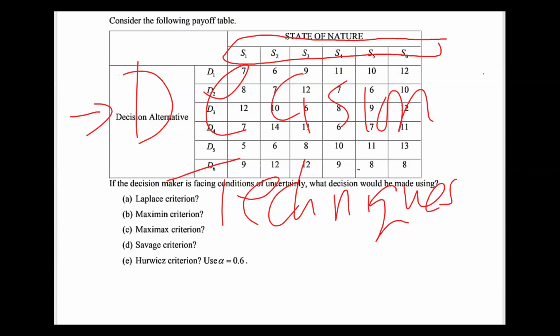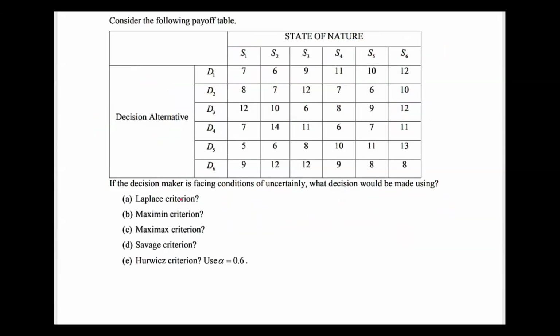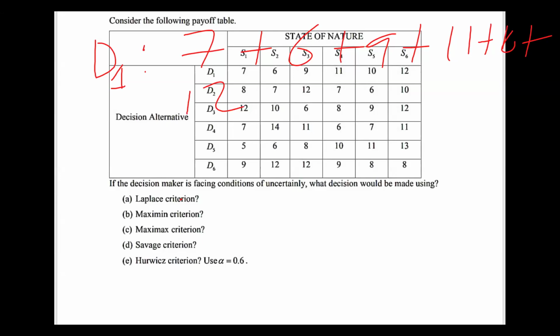So the following are the payoffs for the decisions. Decision number 1. These are the workings that you're doing. For decision number 1, you say 7 plus 6 plus 9 plus 11 plus 10 and plus 12. Let's hope we are not going to miss anyone. 7, 6, 9, 11, 10, and 12, right? Then divide that by 5. That's how you find the mean, the average. So let's find the average for this first decision.